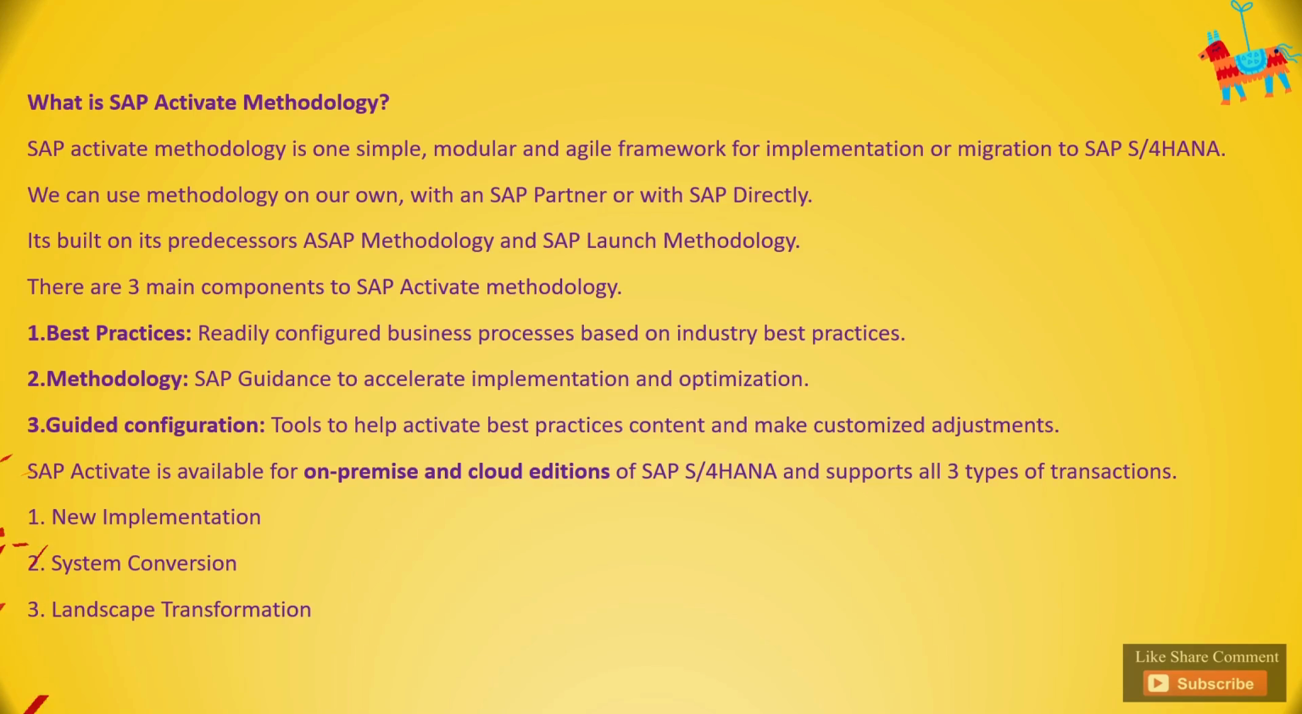SAP Activate is also available for on-premise and the cloud edition of SAP S/4HANA. It supports all three types of transactions. Now, this method is available for on-premise servers. If you have servers in your company or in your location, this method can be applied there, and it is also compatible with the cloud editions as well. And the three transactions are the new implementation, system conversion, and the landscape transformation. We can use this method for these three components as well.